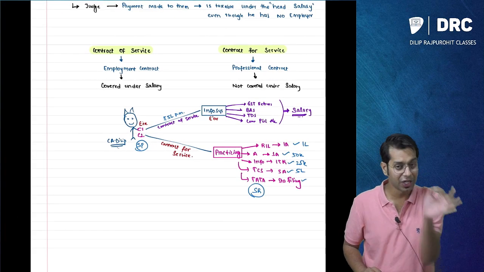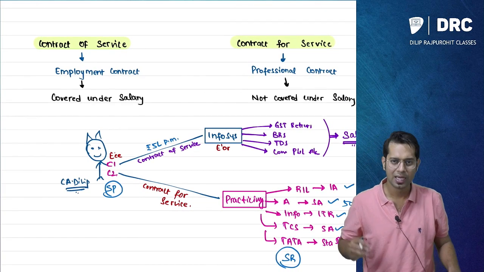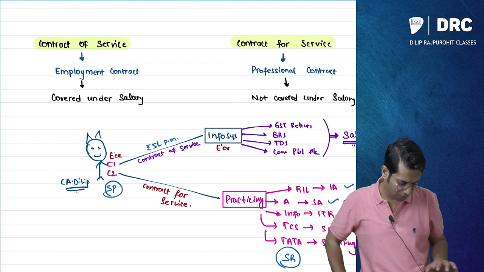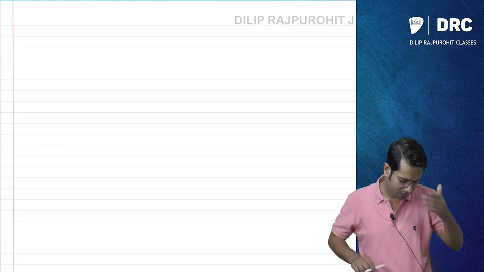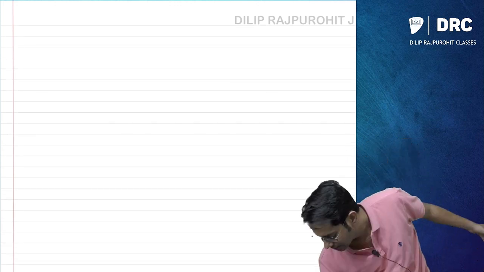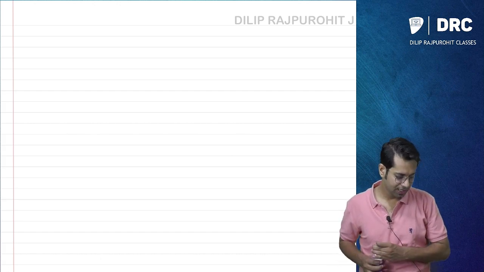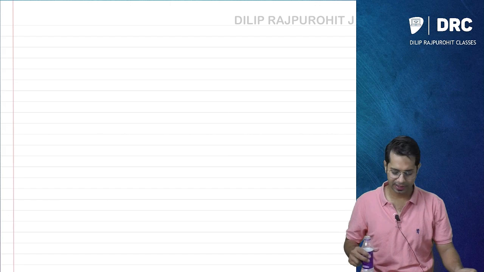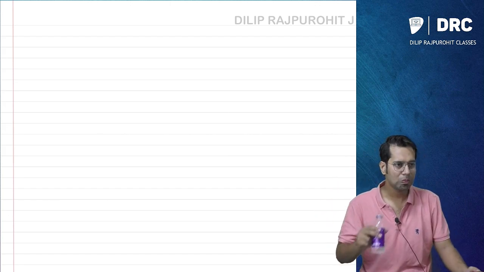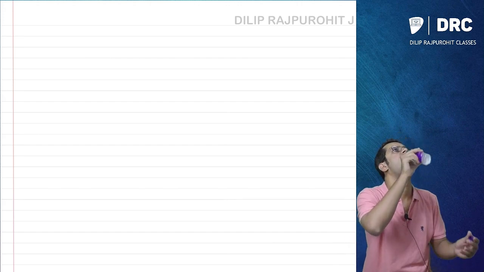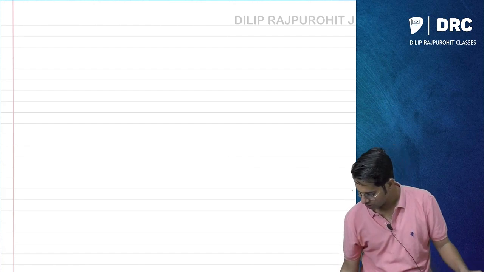So I hope you have understood the difference between the terms contract of service and contract for service. Contract of service is an employment contract. Contract for service is a professional contract, which is not covered under salary. The next point for our discussion is the charging section. Now what is the charging section telling, sir?